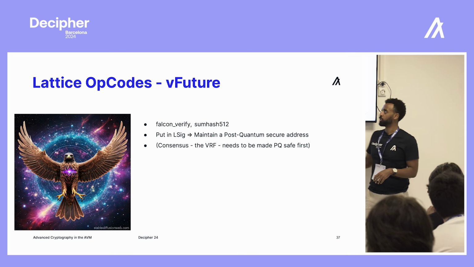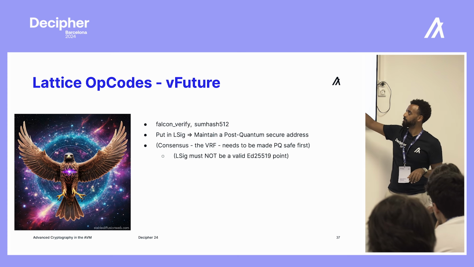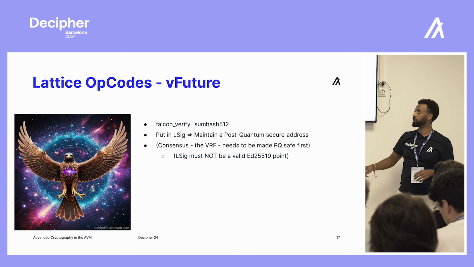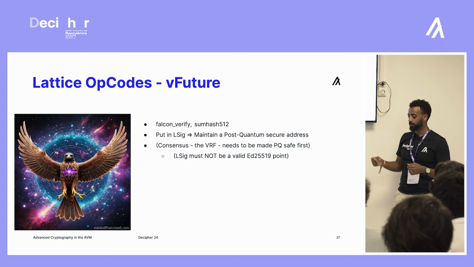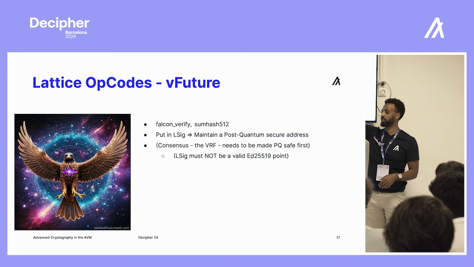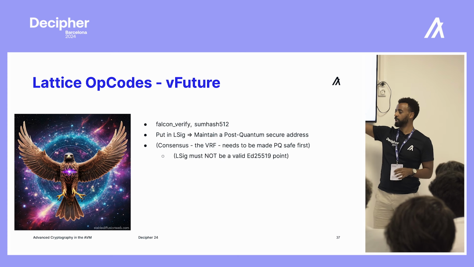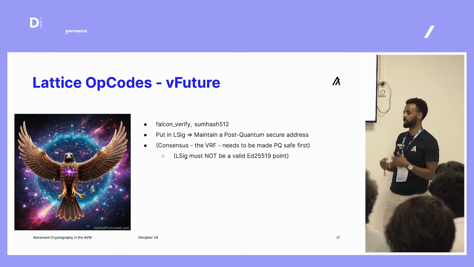And what you could do with Falcon itself is put it in an LSIG, and you can maintain a post-quantum secure address. Even though consensus, i.e. the VRF, is still vulnerable to quantum adversaries, at some point we're going to switch, right? But if you don't want to wait until then, you can use Falcon verify in an LSIG, and you can maintain your address indefinitely. There's this one thing though: the encoding of the LSIG cannot be a valid ED25519 point, because then signatures can be spoofed.